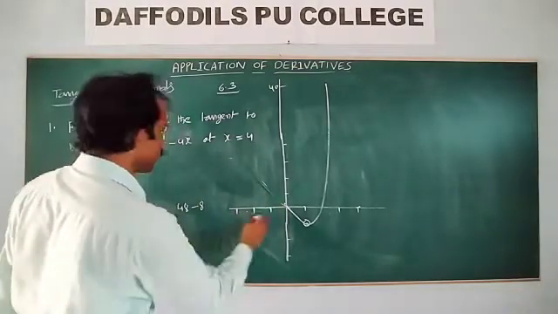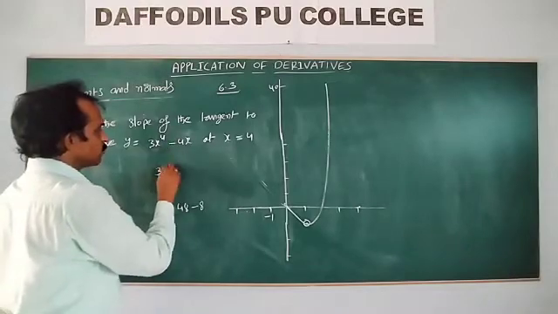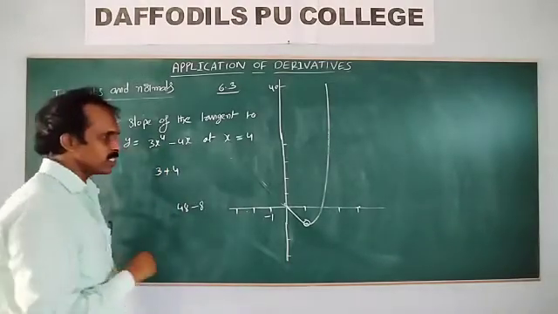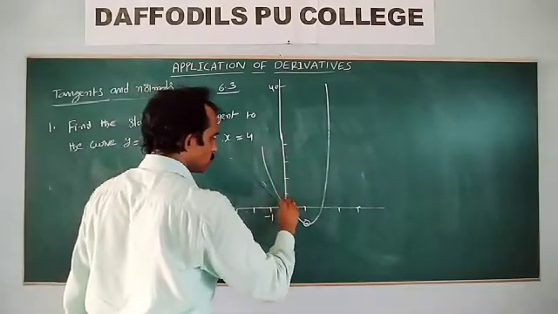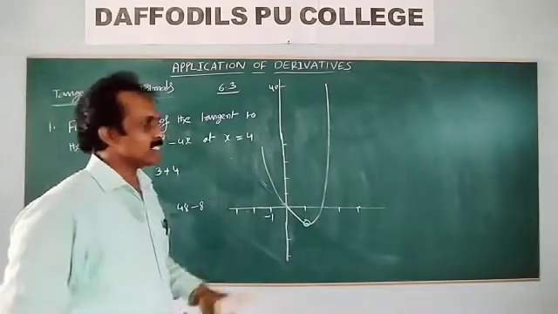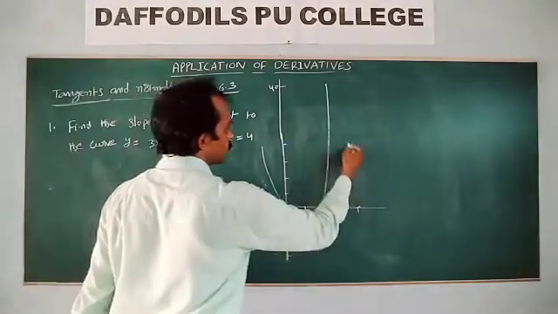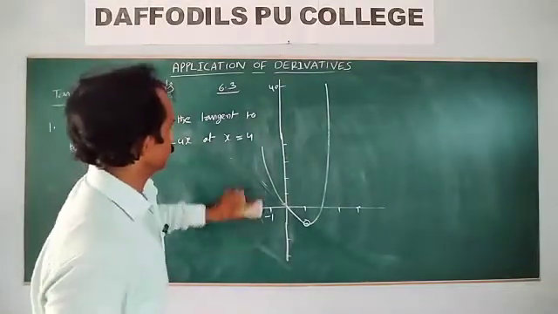Suppose if you take minus 1, what is the minus 1 value? Minus 1 means 3 into minus plus 4, 7. 1, 2, 3, 4, 5, 6, 7. So like this, a curve like this. For this, at any point, the tangent at 4 means like this. What is the tangent? So like this curve.